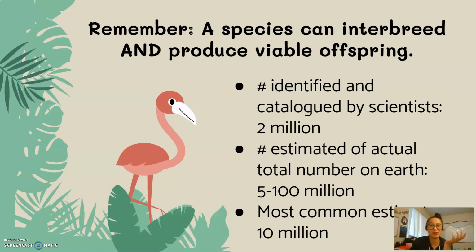But in actuality, there are probably somewhere between 5 million and 100 million different species on Earth. And we don't have a better estimate than that because there are so many that we could not have seen, found, have not discovered yet. Right. The most common estimate for the number of actual species on Earth is about 10 million. So even then, we've categorized 2 million out of the 10 million.